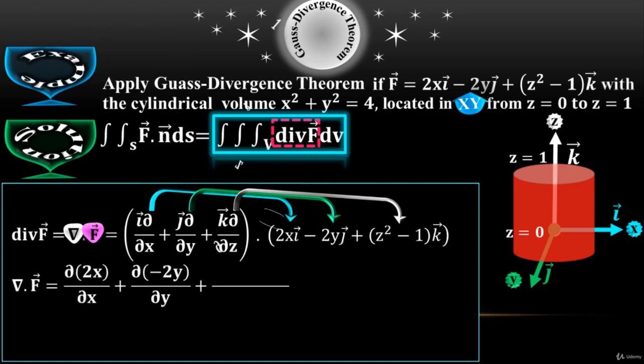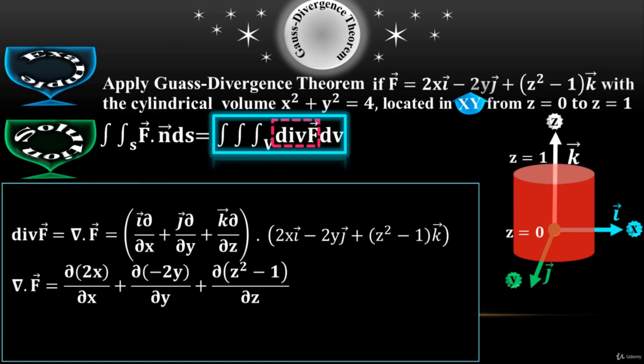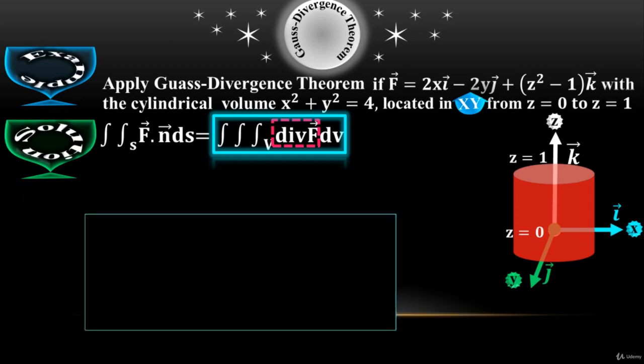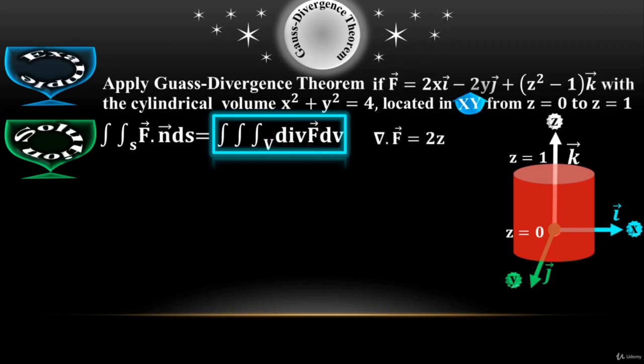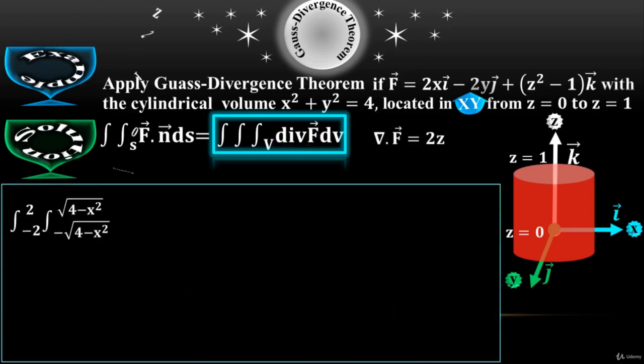So I'm finally left with partial of 2x over partial x plus partial of minus 2y over partial y plus partial of (z square minus 1) over partial z. Let me do the partial derivatives, which equals 2 minus 2 plus 2z, which equals 2z. This is the final value for the divergence. Let me put it here. So my new equation will be 2z dx dy dz, where 2z is the value for the divergence.